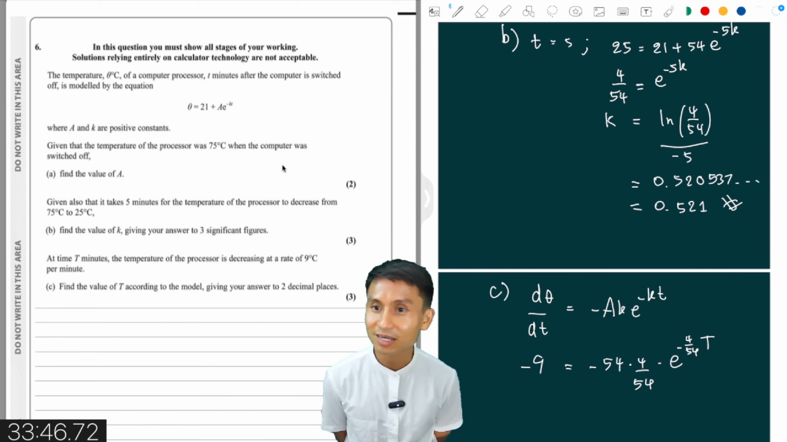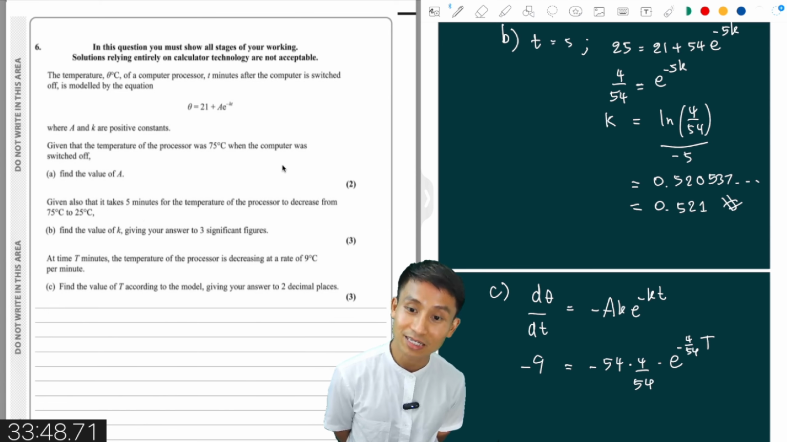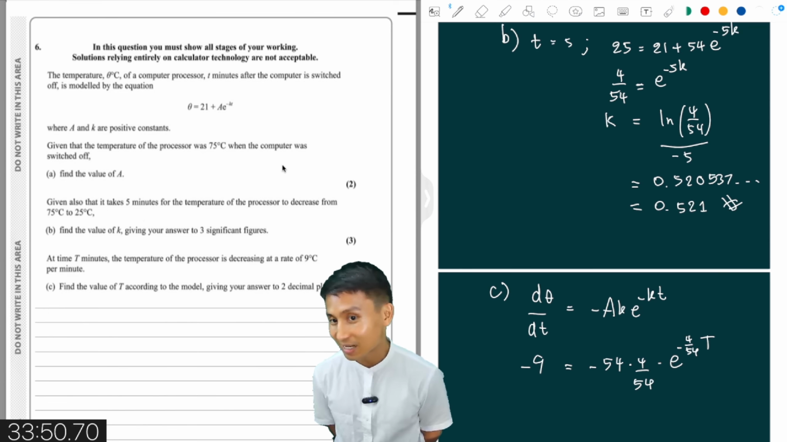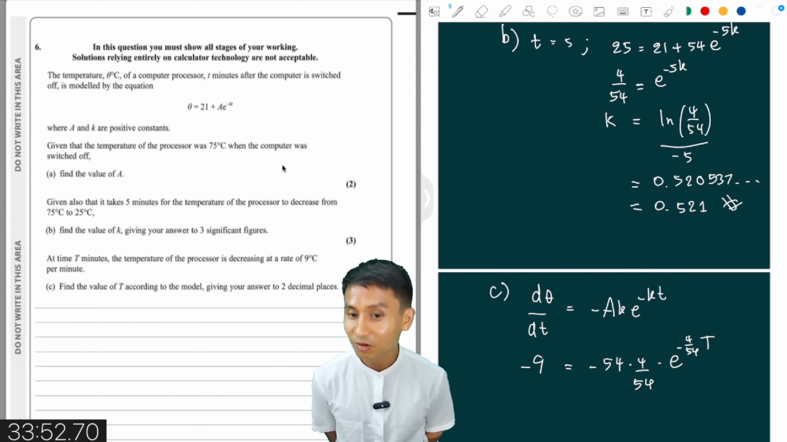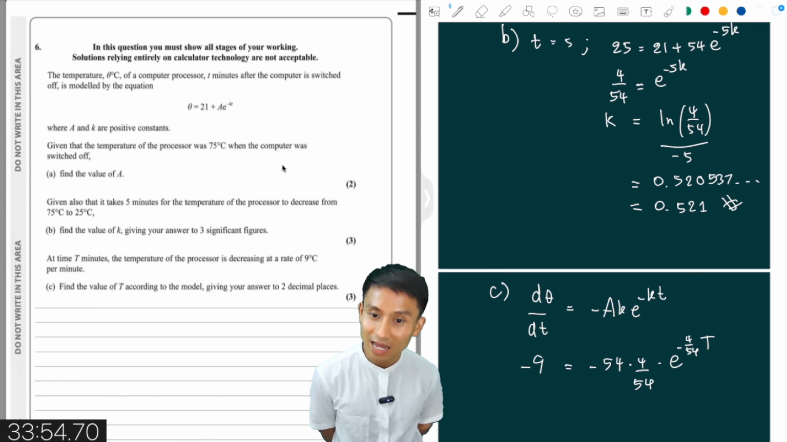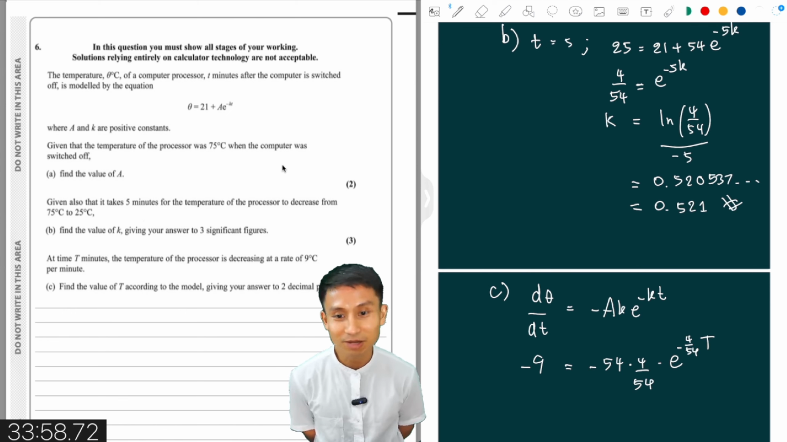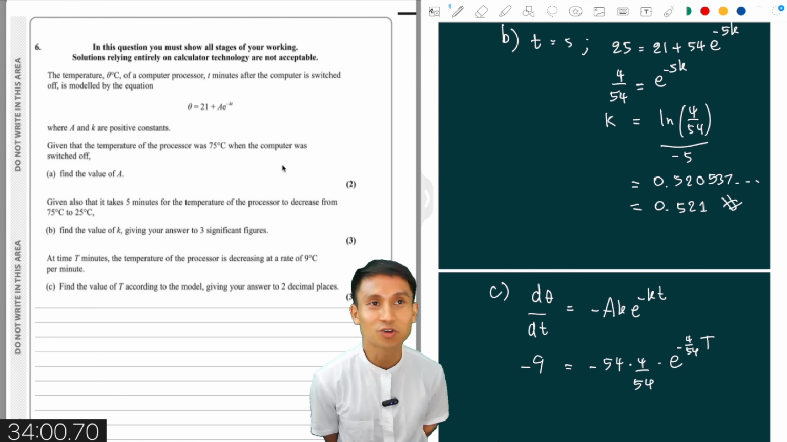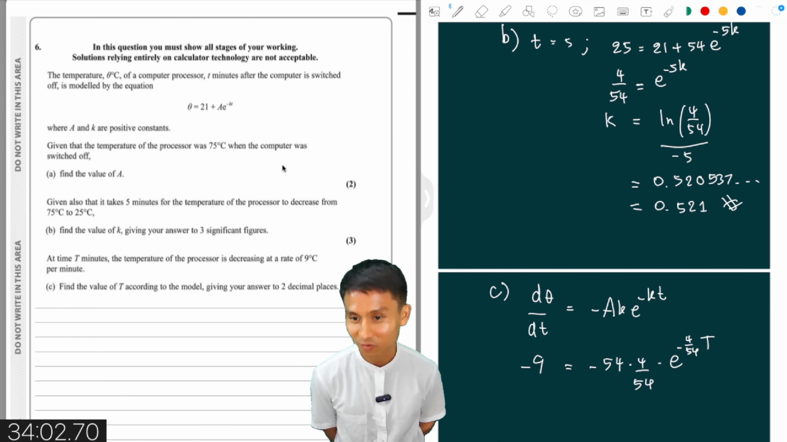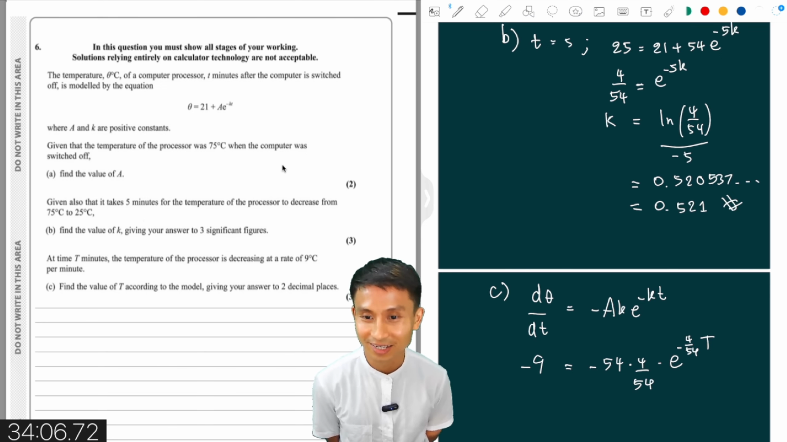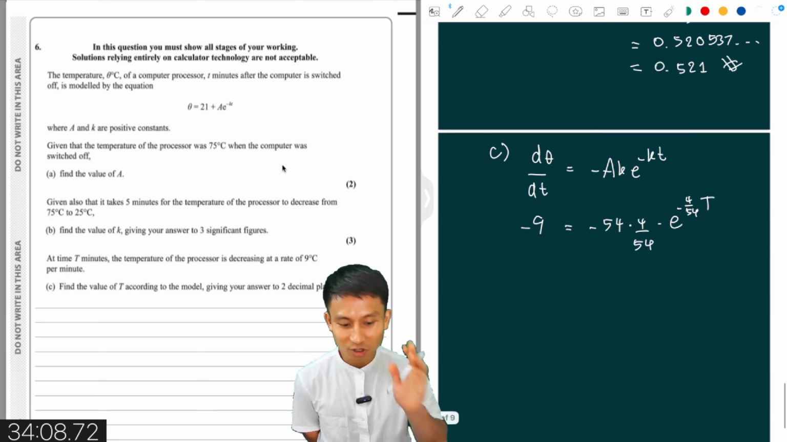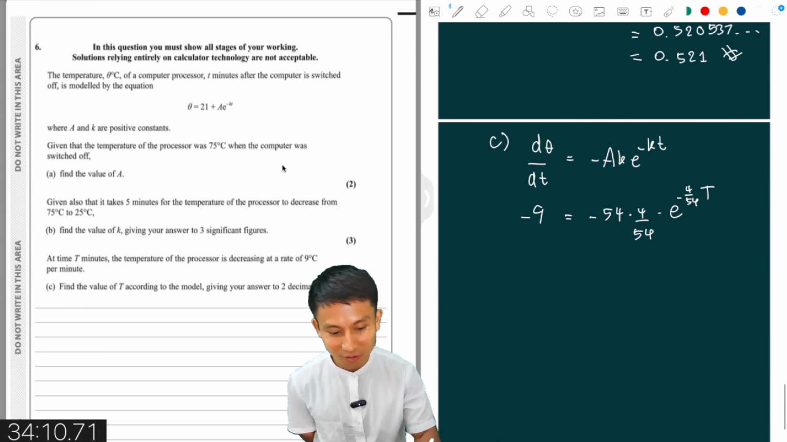Because d theta by dt is a quantity that is sign sensitive. If it's positive, it means an increasing rate. If it's negative, then it's a decreasing rate. Now the question says a decreasing rate of 9, so you got to put a minus 9 here. And I believe this is where those of you who have done the paper will get this wrong, I think. At least some of my students. Okay, so we put minus 9 there, and everything will be fine.